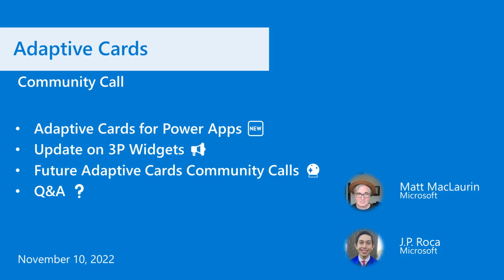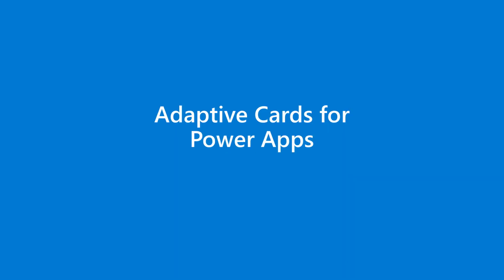After he's done with that, I will share some more updates on third-party widgets. This was the topic of last month's community call. And then I'll give a brief announcement for adaptive cards community calls moving forward, and we can hop over to the Q&A section. Without further ado, I will hand it over to Matt to talk about Power Apps.